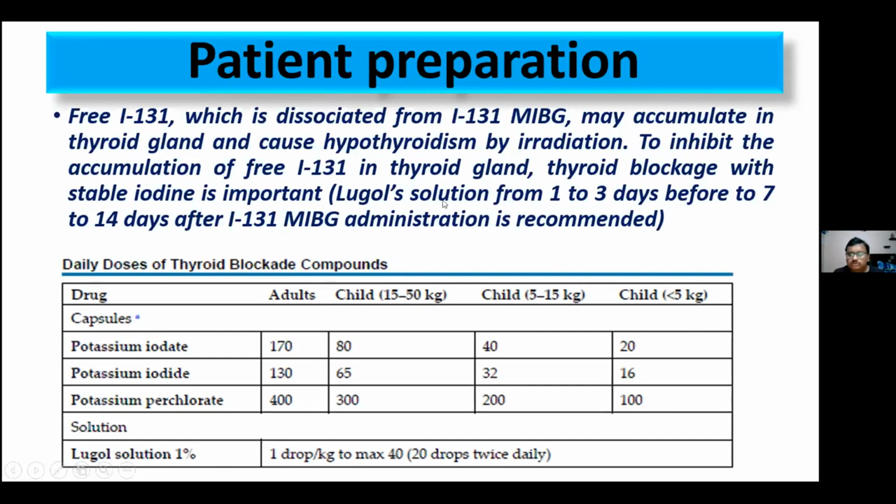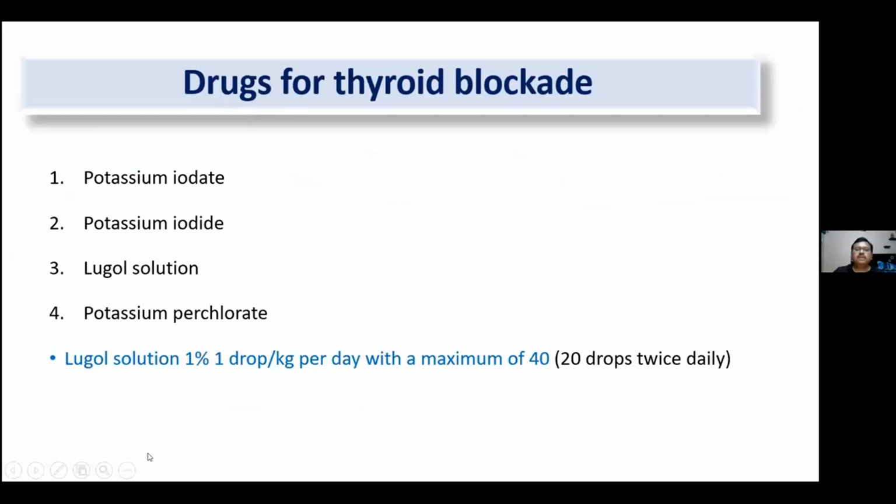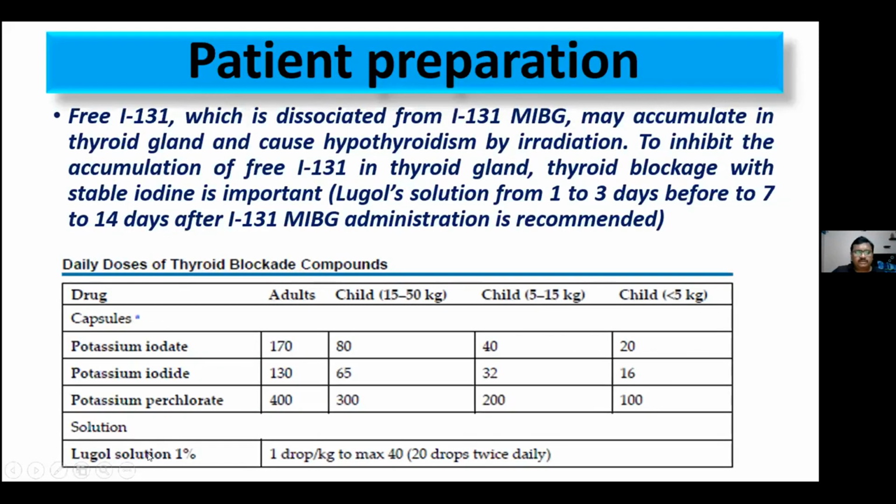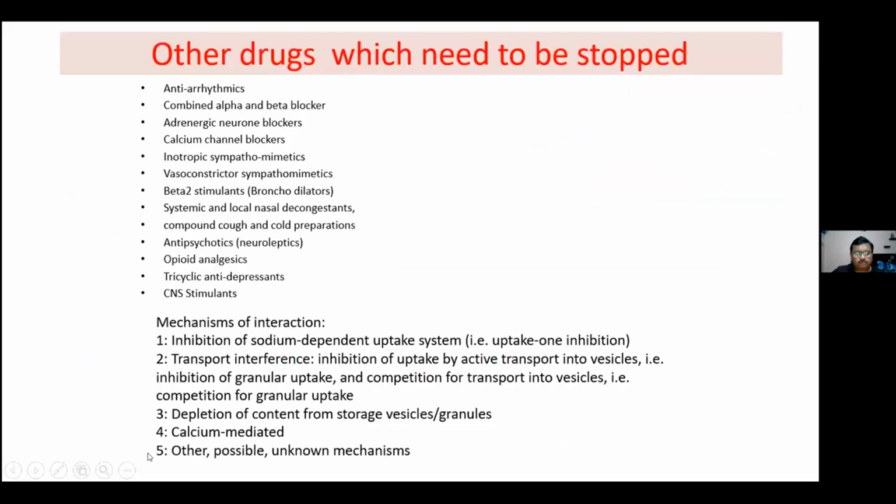We give Lugol's solution 1 to 3 days before and 7 to 14 days after I-131 MIBG administration. This is basically 1 to 2 drops per kg to a maximum of 40 drops. So if it is 40 drops, give 20 drops twice daily. It is available near AIIMS. There is a place known as Nath Brothers in Ansari Nagar. We ask the patients to go there and buy Lugol's iodine, 1% solution. Drugs for thyroid blockade, we have already seen: potassium iodide, iodate, and perchlorate.